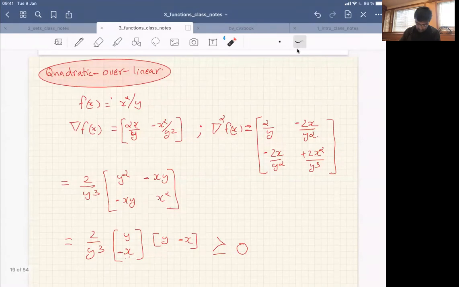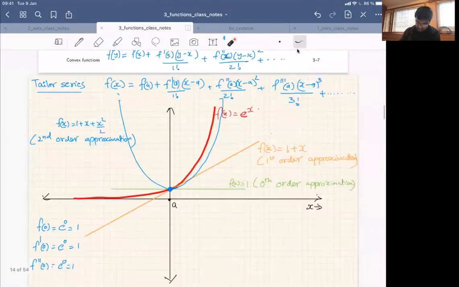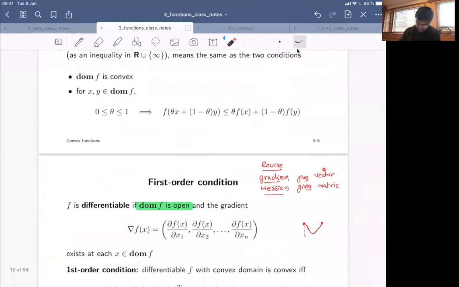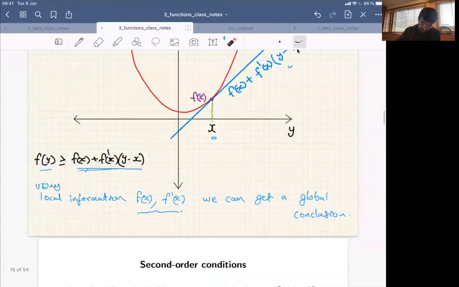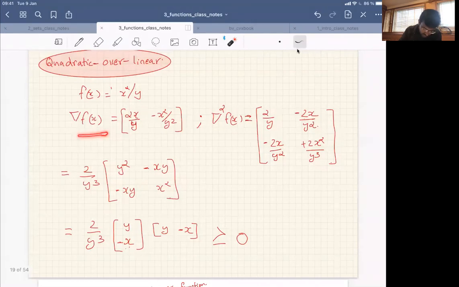I'm just wondering how that came into a 2 cross 2 matrix, the second step. That's why I'm saying, revise these things: gradient and Hessian. Just a quick explanation. First, what you have to do is differentiate this with respect to x and y. This is with respect to x, and this is with respect to y.